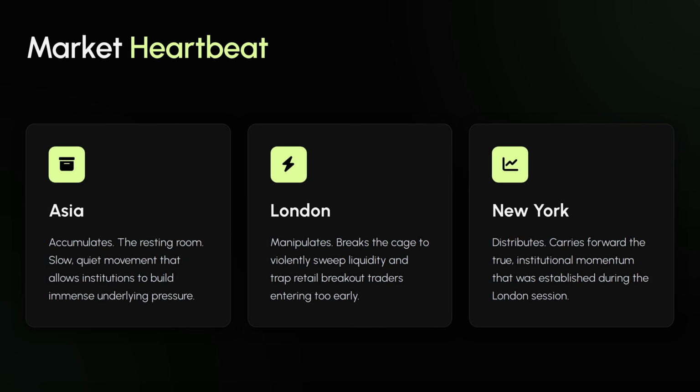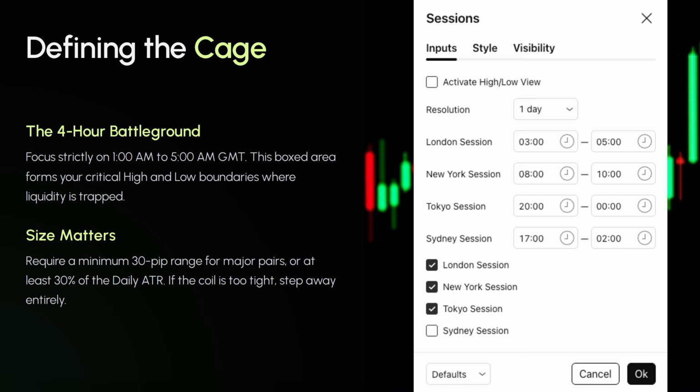The Asian session is the quietest time of the day. It's a resting room. Price is slow, but pressure is building underneath the surface. And this slow movement is exactly what allows the big banks to quietly gather all of the retail orders they need to fuel the massive manipulation moves that come later. Isn't that interesting? So here's what we do.